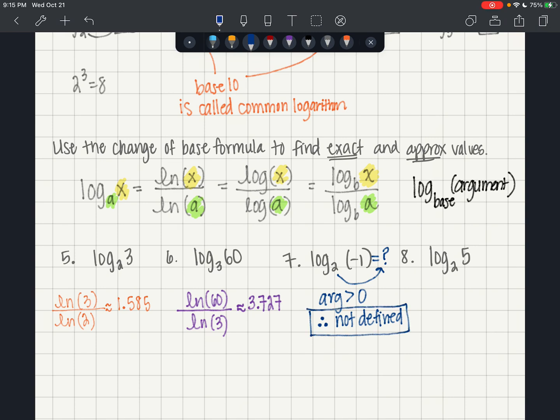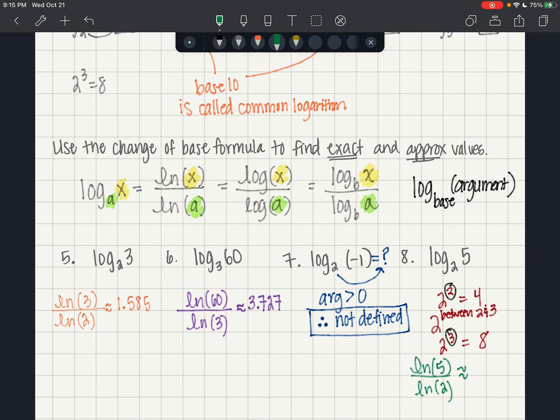Not defined. Okay, log base 2 of 5. I know that that's about 2 something. And I hope that you went right there too and said, oh, 2 squared is 4. 2 cubed is 8. So my answer should be 2 raised to between 2 and 3 power, right? So somewhere between 2 and 3 is going to be our answer. So log base 2 of 5 is going to be the natural log of 5 divided by the natural log of 2, which is approximately 2.322.